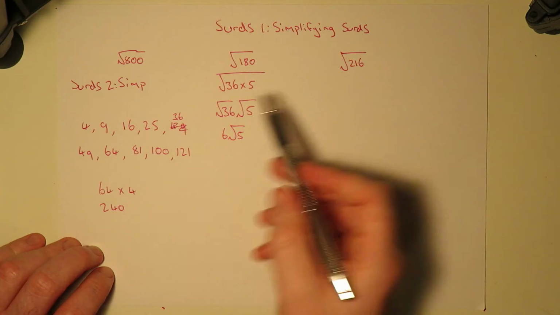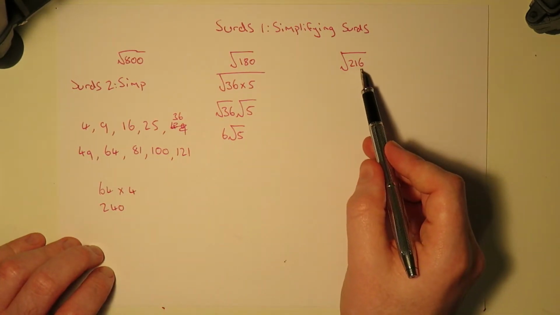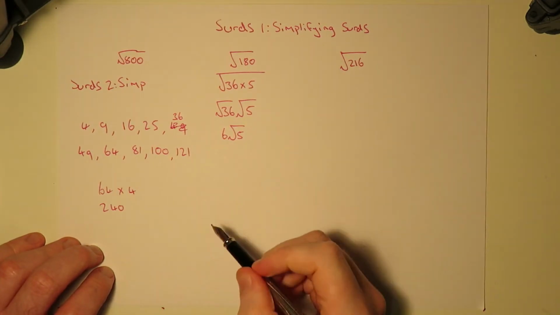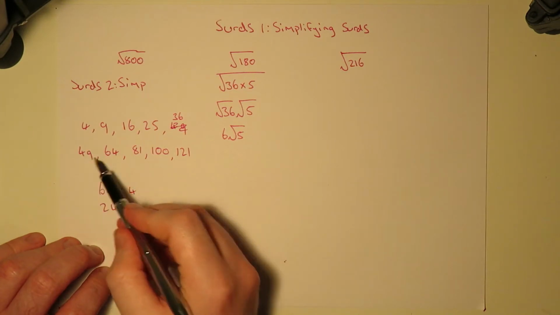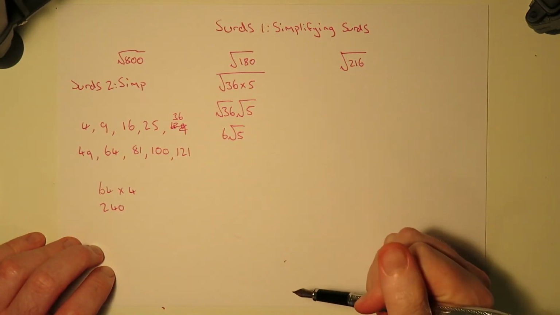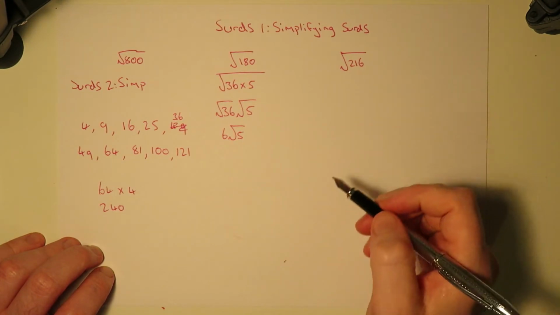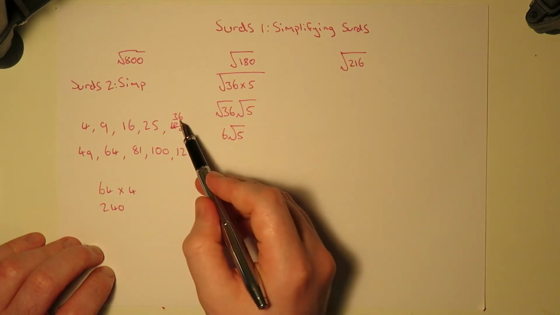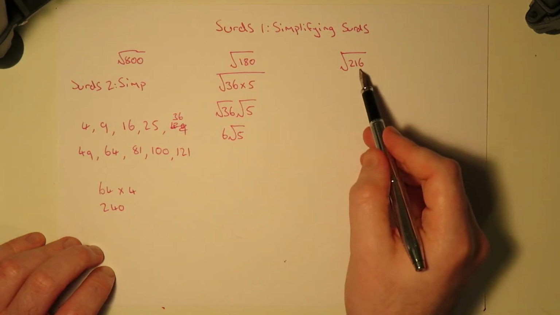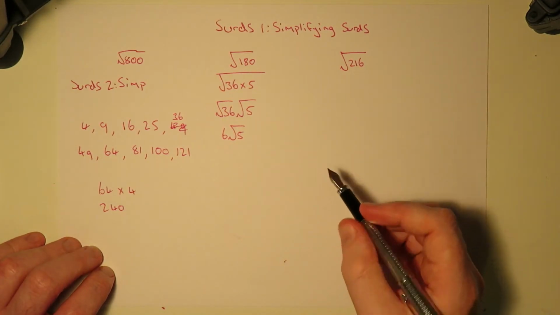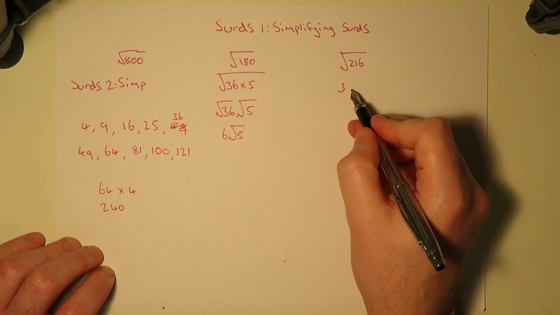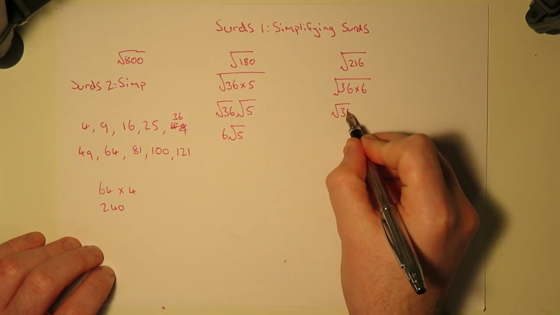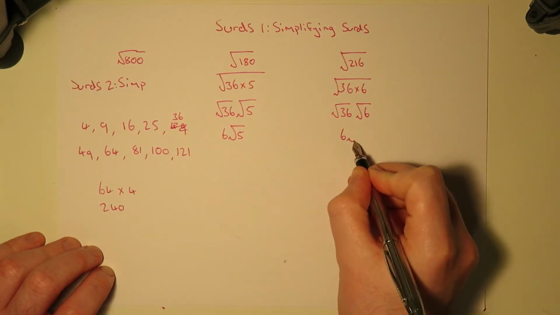49, same thing. 49 times 4 is effectively 50 times 4, which is 200, so it's a bit too small. It's actually 196. In this case, it's actually 36 again. 36 times 6 will give you a number that ends in 6. So 36 times 6, square root 36, root 6, 6 root 6.